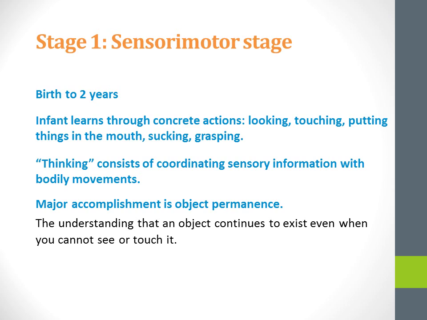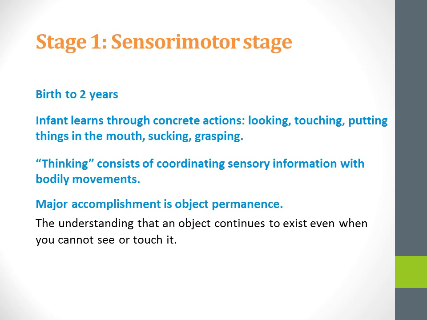So think about infants that you've been around. If you give an infant something to play with, the first thing that they do is put it into their mouth, right? They're coordinating that movement, putting it into their mouth, and then using their senses to be able to explore. The major accomplishment in this stage is something called object permanence. Object permanence is this understanding that even though you can't see an object, it still exists, right? The object exists permanently even if you can't see it.